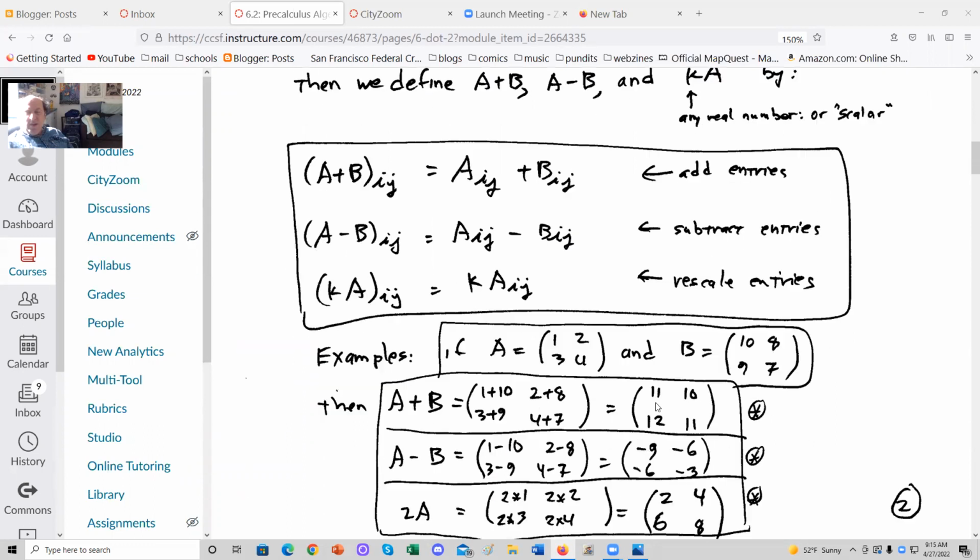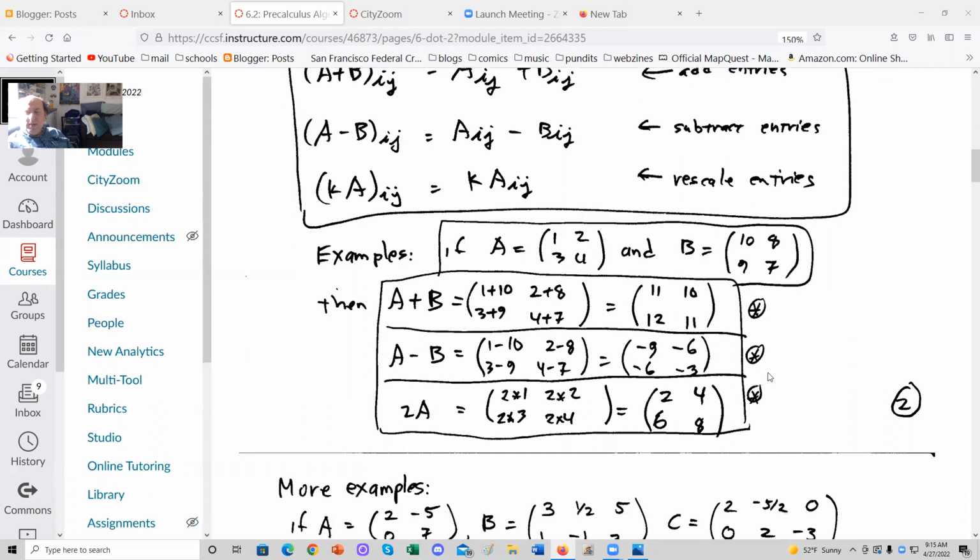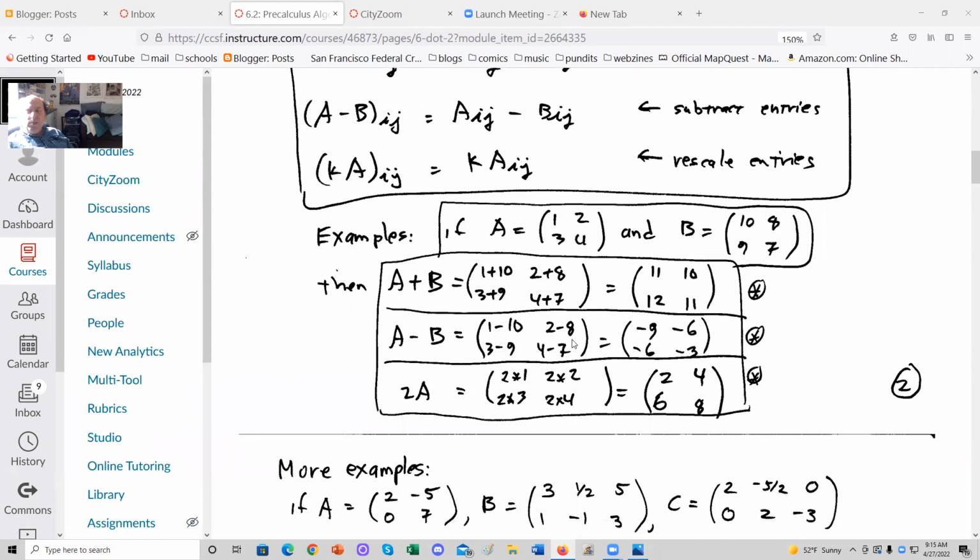You rescale entries. So for example, here we have the matrix 1, 2, 3, 4, and the matrix 10, 8, 9, 7. We'll define their sum, their difference, and twice A this way. A plus B, you add entries. 1 plus 10 makes 11. 2 plus 8 makes 10. 3 plus 9 in the lower left makes 12. And 4 plus 7 in the lower right makes 11. 11, 10, 12, 11.